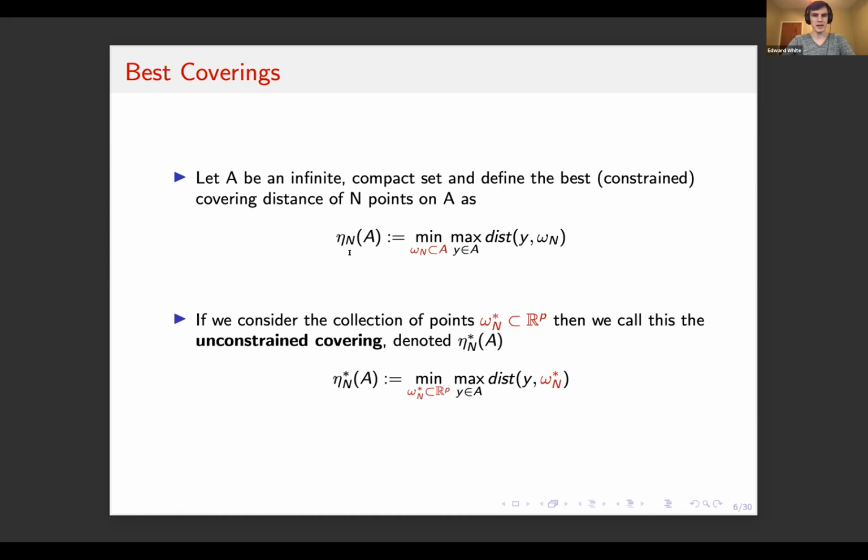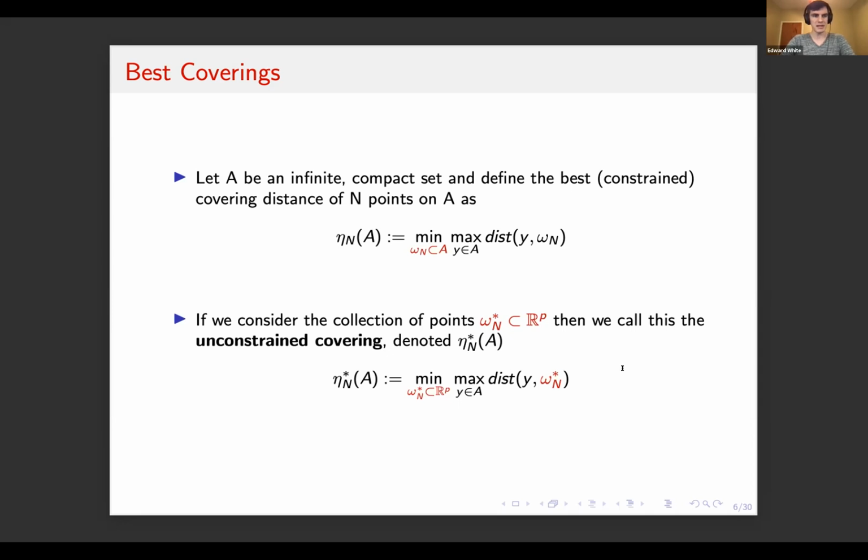So then this eta n of A is your best constrained covering distance. Then contrast this with the unconstrained covering, where we take omega n star, and we take that collection of points in the ambient space R^p, and we just denote all this with the star in our notation. So again, we have the distance from y now to the unconstrained configuration omega n star. Find that distance of y to its nearest point of the configuration. Find the maximum over y in A, so that y is the furthest point away from that configuration. Then minimize over configurations in the ambient space so that you find the configuration which best covers, by minimizing the distance from all points of A.